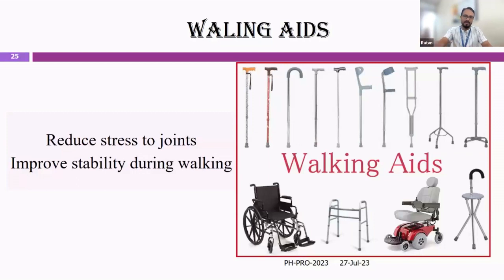Somewhere in the beginning or mid phase, they might be suitable with a cane. In the cane also, you can see single point, tripod and quadruped, different options will come. So based on the individual's requirement, we can advise them, we can prescribe them to choose any of the walking aids.